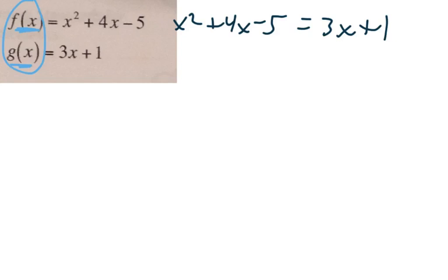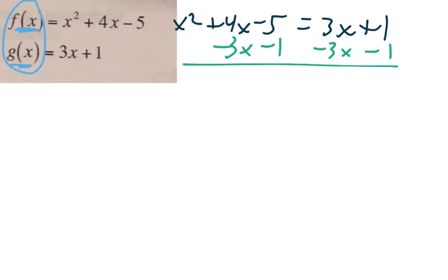Because I'm solving a system, I want to know where they're the same, right? Where they're equal to each other. So literally, they are equal to each other. So now what? Well, let's go ahead and minus 3x from both sides. And again, I'm going to also minus 1 from both sides, 2 steps in 1 there. Let's see what we get.